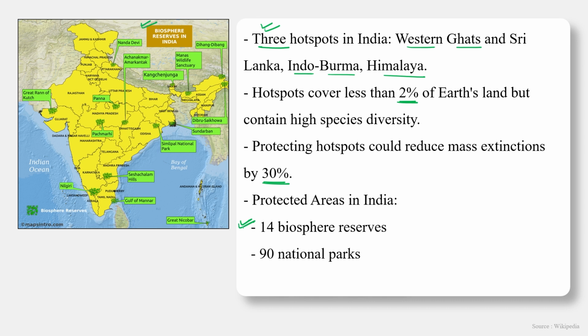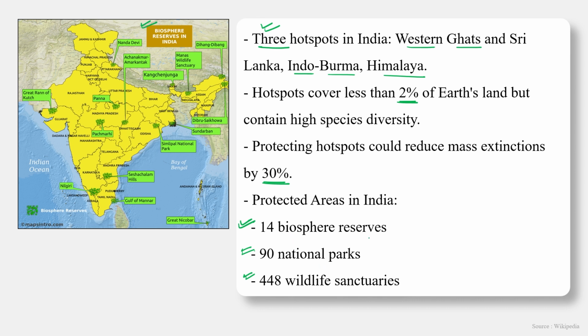Okay, followed by national parks. The number of national parks is comparatively more, that is 90. And then wildlife sanctuaries, 448. Now you can see the number of wildlife sanctuaries is more. This area is mainly designated to protect animals. Followed by national park, where protection of animals as well as plants occurs. Any kind of industrial activity or human interference is not permitted in a national park.